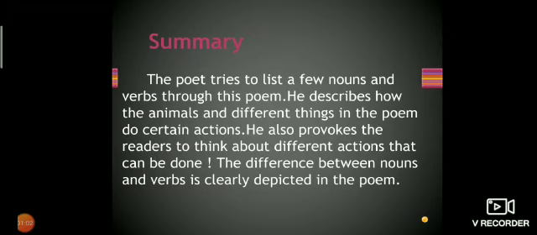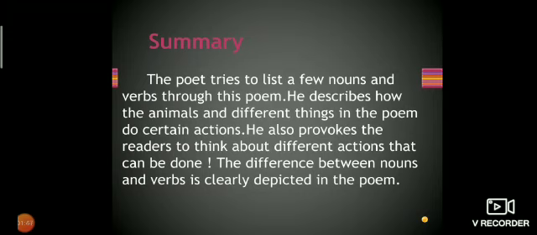Means here the poet tries to list a few nouns and verbs through this poem. Who is the poet? The poet who writes poems. He tries to tell us a list of nouns and verbs which we observed in our last session when we read the poem, right? Okay. And also he describes how the animals and different things in the poem do certain actions. Right students? How the animals did the actions in the video we observed, right?